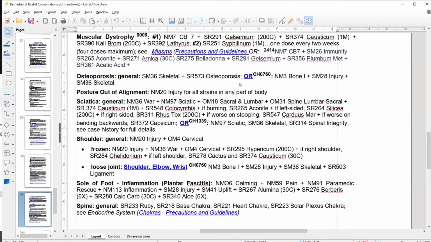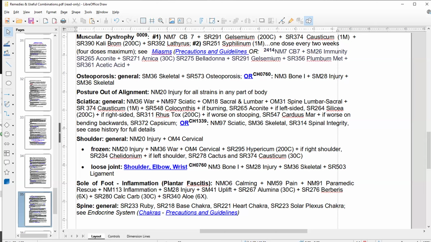Osteoporosis, fantastic one. So you give it for osteoporosis in general. Why? I said it's due to old age that bones become porous. For that time, you can use these things. Posture out of alignment, injuries and strains, all strains of the body. Sciatica, shoulder in general. I already told you, you can use it for the right shoulder. You can use the right shoulder, left shoulder. See, it's already mentioned here.